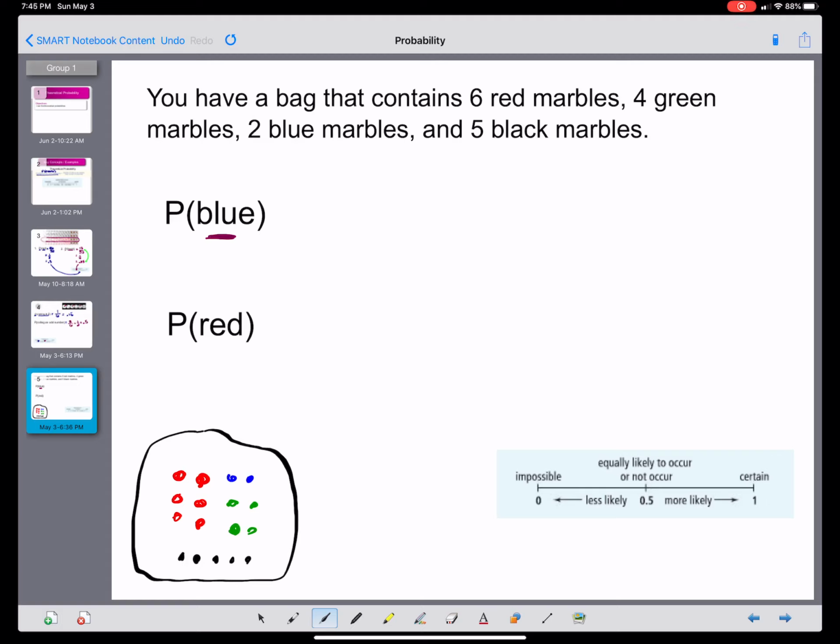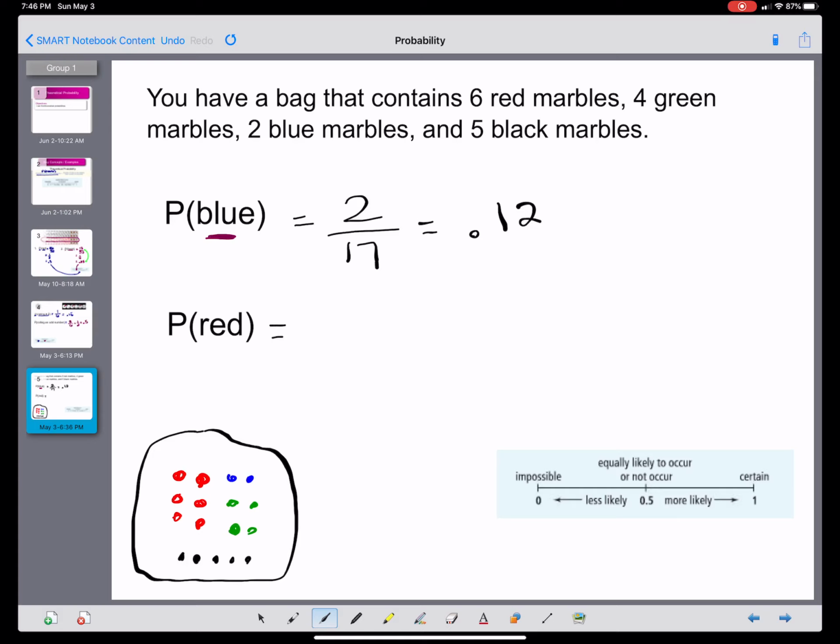What is the probability of pulling out a blue marble? How many blue marbles are there? There's 2. How many marbles are there in total? If we count this, we end up with 17. So the probability of pulling out a blue marble is 2 over 17. We can change that to a decimal, which is 0.12.